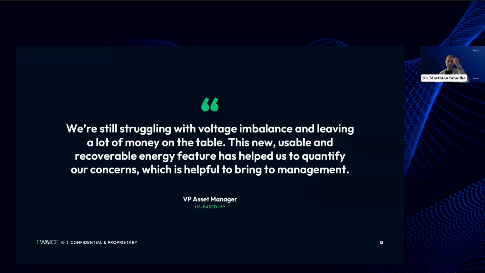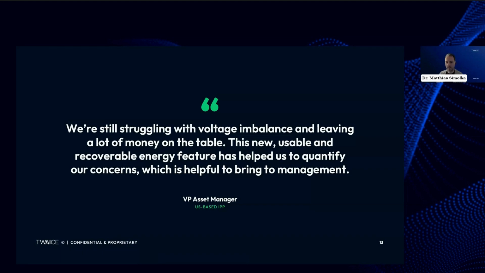Yeah, so I want to emphasize that this is a challenge which is still very much present in the industry. We've talked about availability for a long time, but it's not solved. And as I mentioned at the beginning, availability and performance losses remain an issue across the industry. A great example comes from one of our customers, who shared their experience. Reading out the quote: "We're still struggling with voltage imbalance and leaving a lot of money on the table. And this new usable and recoverable energy feature has helped us quantify our concerns, which is helpful to bring to the management." That was from a VP of Asset Management from the US.